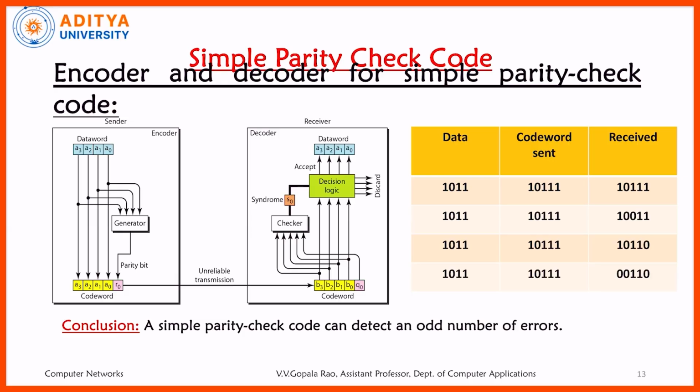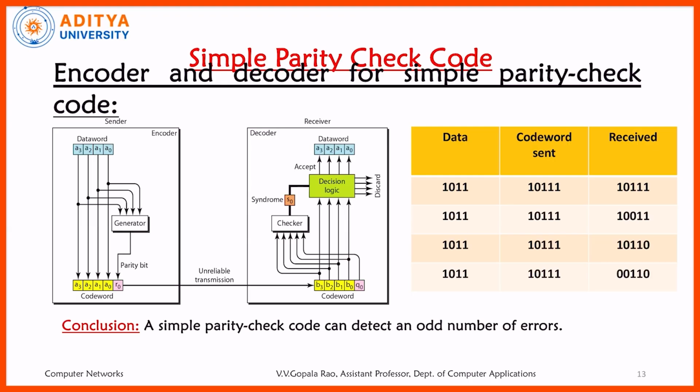So in the even parity check, the number of ones between the sender and receiver should be even. Similarly, in the case of an odd parity check, the number of ones the sender sent and the number of ones the receiver received should always be odd. So that is the meaning of the parity check code here. Suppose you see this encoder and decoder using simple parity check, this may be useful to identify whether an error has occurred or not.